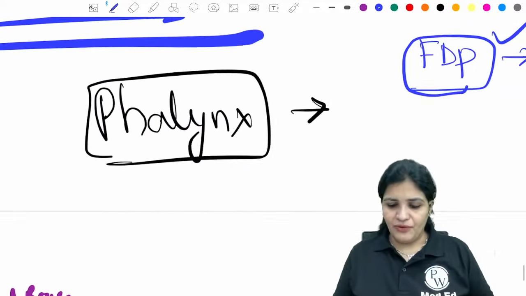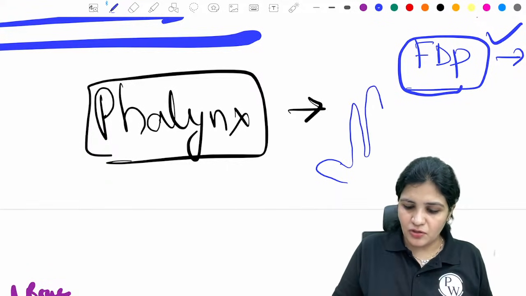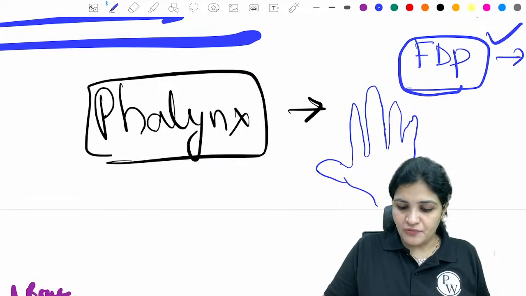No, yeah, the phalanx, how do you do it? So this is your finger. Let us assume that this is your finger, and let us think that this patient has a phalanx fracture, for example, a middle phalanx fracture.